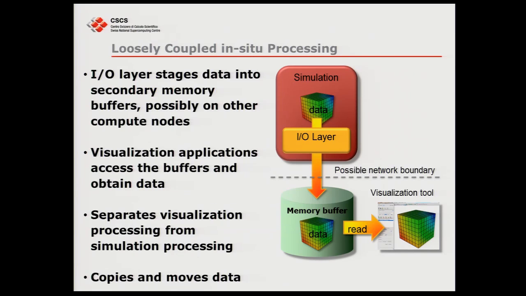Loosely coupled, we would be doing this: simulation and I/O layer, probably some kind of a network boundary, saving data to a memory buffer, reading the data into a viz tool. There's a lot of copying and moving data here, and it does require a separate processing resource. It has its pros and cons.